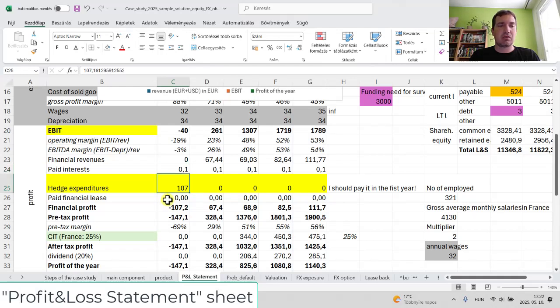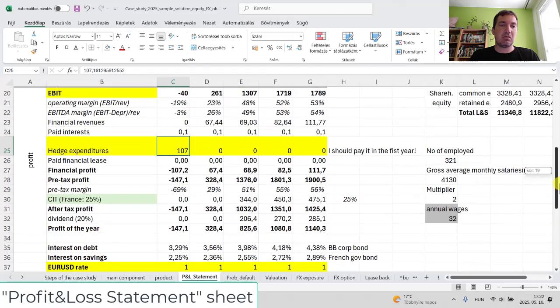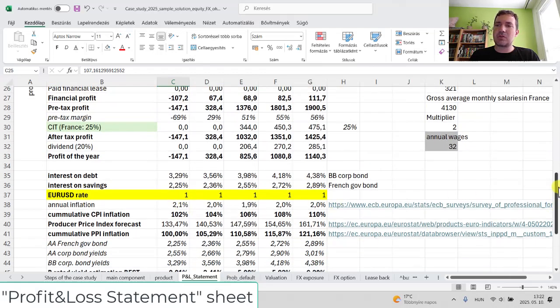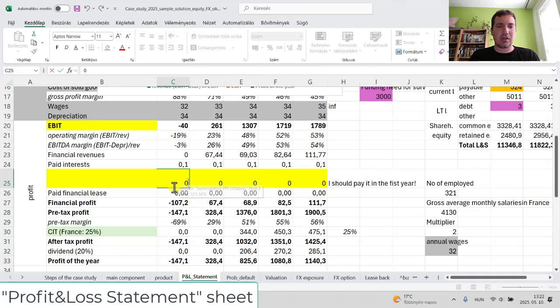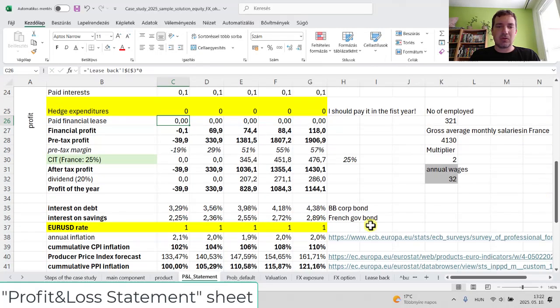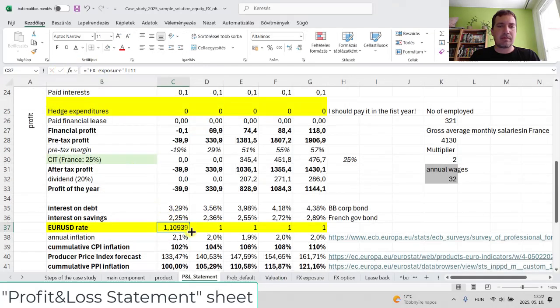Wow, right now I have a lot of hedge expenditures. Why do I have it? Because I did not turn it off. Yeah, that's why it's 11111. So obviously, if I don't want to have hedge expenditure, then it will be changing. But of course, in this case, my exchange rates will be turned to this one.